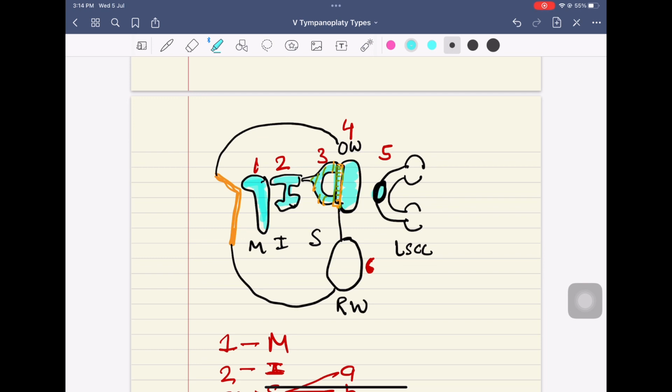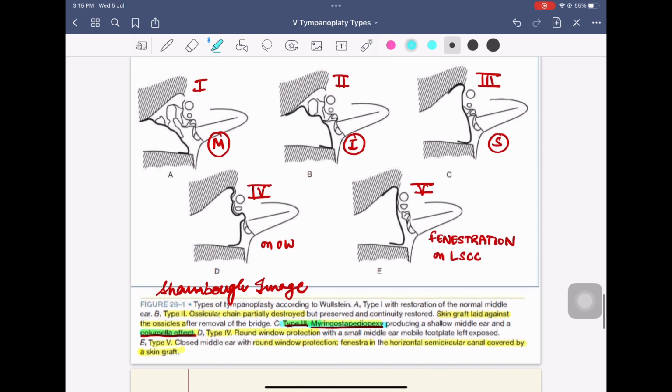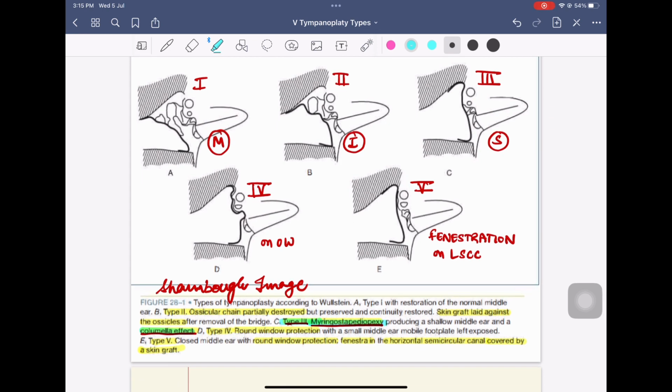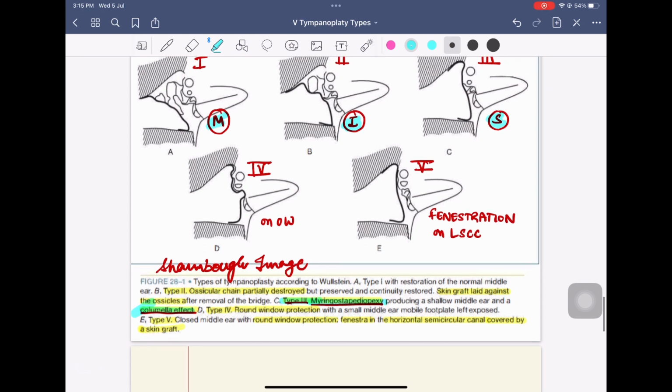Type 5 is fenestration in the lateral semicircular canal. And type 6 is when we are placing the graft on the round window and cartilage on the oval window, also called sono inversion. S6, sono inversion. Now this is a diagram or an image which I have taken from Shambaugh, showing 1, 2 and 3, right? Malleus, incus, stapes. Myringo-stapediopexy is also called columella effect.